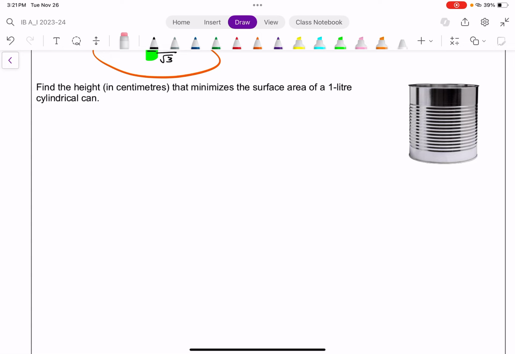All right, well, first, let's think about volume. The volume of a cylinder is just the area of the circle times the height. But we know the volume. It's 1 liter. Now, I could put a 1 here. However, I do eventually want my height to be in centimeters. So I would like to convert this liter into how it connects to centimeters.